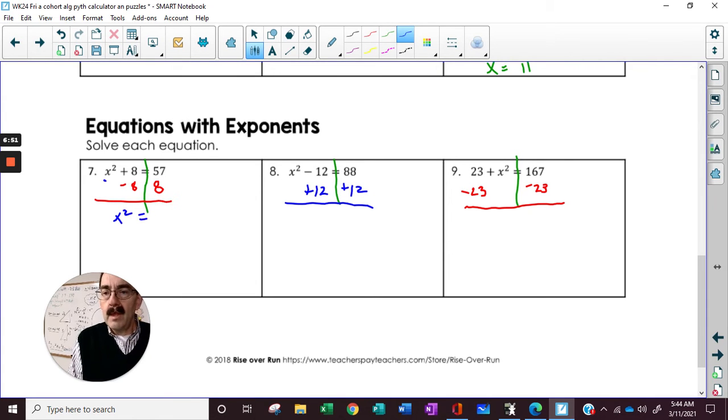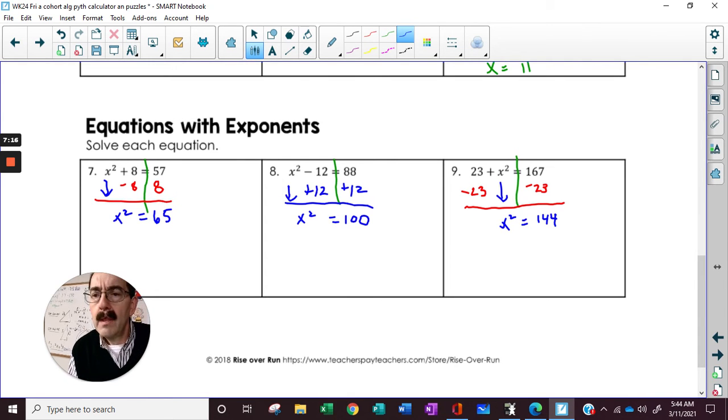Okay, we still have the x squared, we still have the equals, and this is going to be what? 65. We still got the squared, we still got the equals, and that's 100. We still have the squared, we still have the equals, and 144.